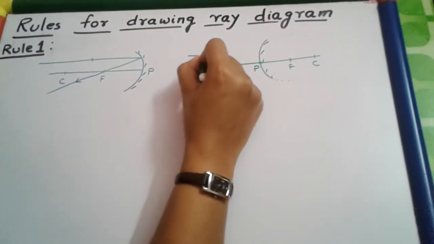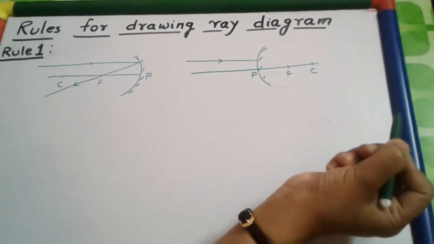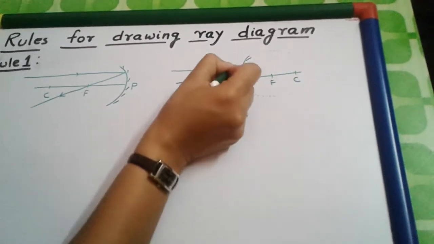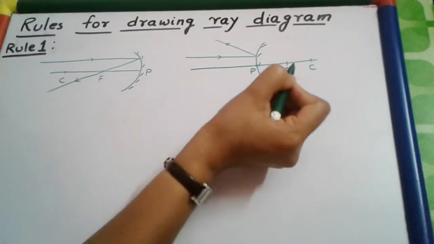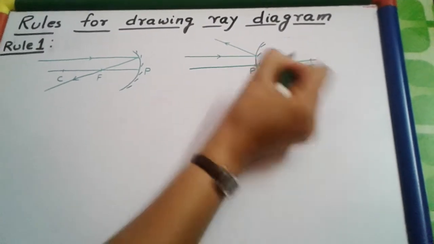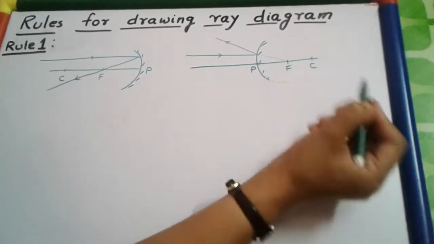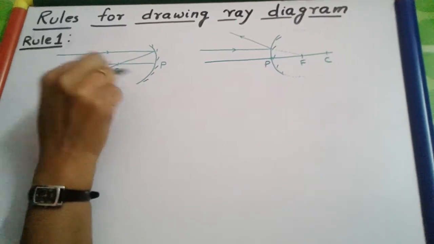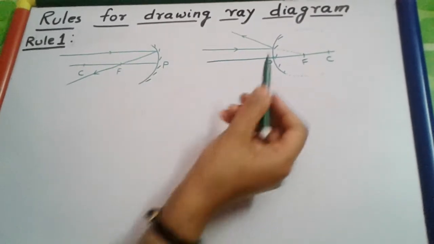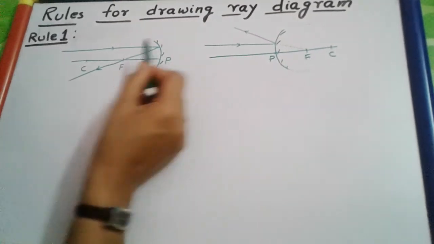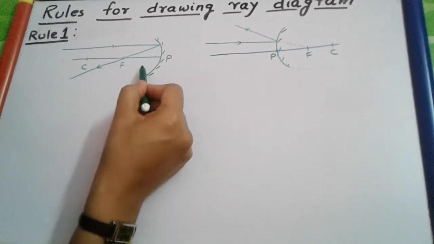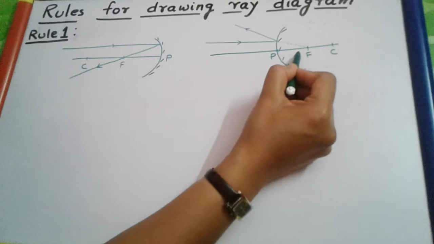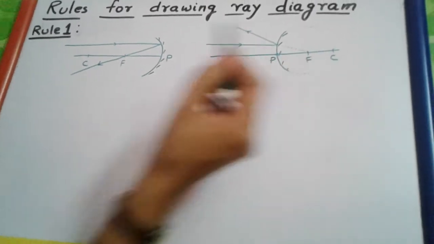Now, if a ray is coming parallel to the principal axis, after reflection it is not going to bend inward, rather it is going to bend outward. Now, if you proceed this backward, where is it surely going to meet? At F. So, that is rule number 1: if the incident ray is parallel to the principal axis, then after reflection from the mirror, it passes through the focus in the case of a concave mirror and it diverges from the focus in the case of a convex mirror. Okay, that is rule number 1.